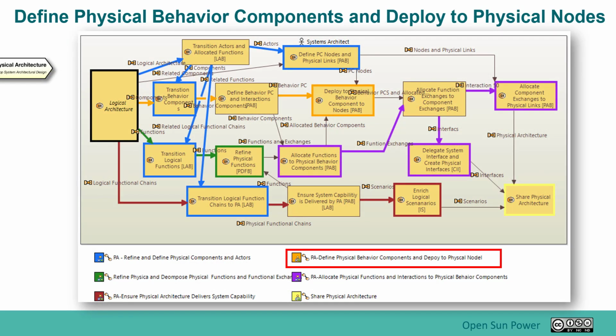We're going to go through a couple different steps here. We're going to start by transitioning the objects, that's already been done in some cases. We're going to define the behavior components and their interactions. Then we're going to apply those to the node components that we previously created.